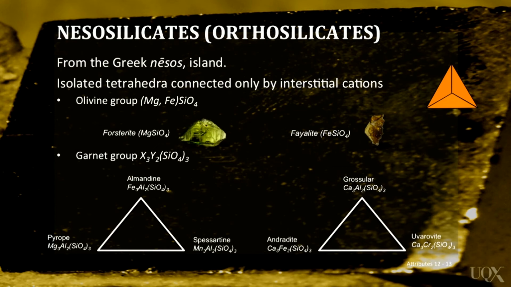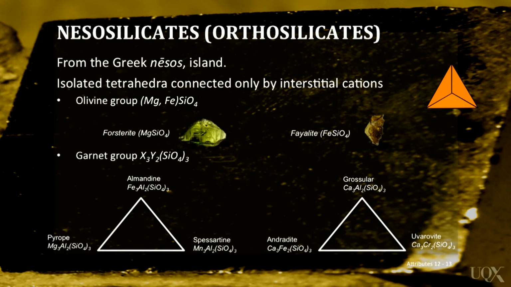The chemical formula for the olivine group is written as shown, to indicate that either magnesium or iron, or both, are possible. And in fact, there is complete solid solution between magnesium and iron, with the end members being forsterite and fayalite. This is an example of a binary solid solution series.